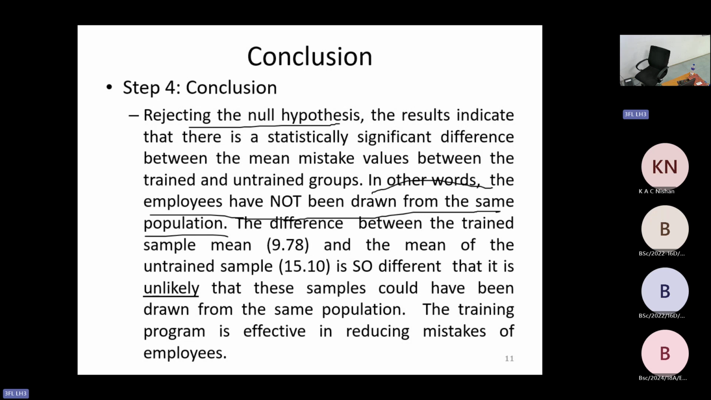Skill population. Then again, skill population meaning trained, untrained, significant training program. The training program is effective in reducing mistakes of employees. So since there is a significant difference, you could say there is a significant reduction; in fact, you could say that this training program is effective.